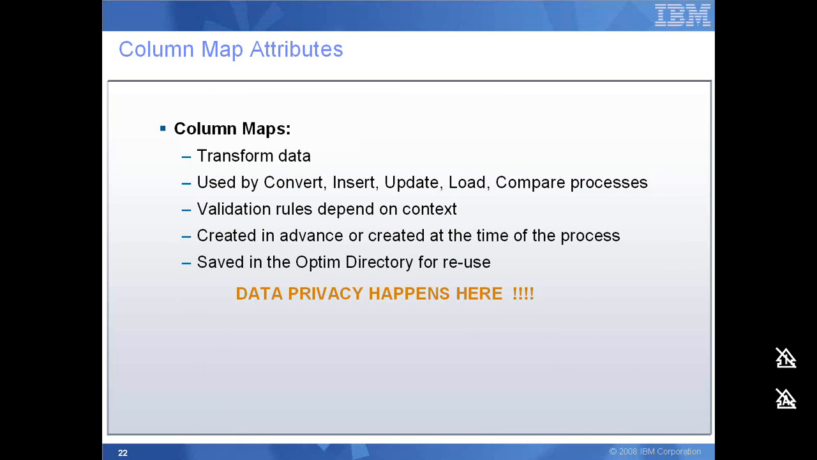Column map attributes. The column maps contain the core of the data privacy solution. Here is where the data privacy actually happens. All these various Optim objects, whether it's a convert request, an archive request, a table map, or a column map, are stored in an Optim directory. An Optim directory is a repository. It's like a system catalog wherein it stores information about the Optim environment and ensures that this information is available to other users based upon how the security credentials are set up.